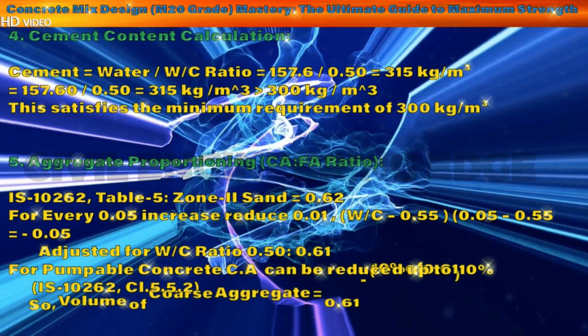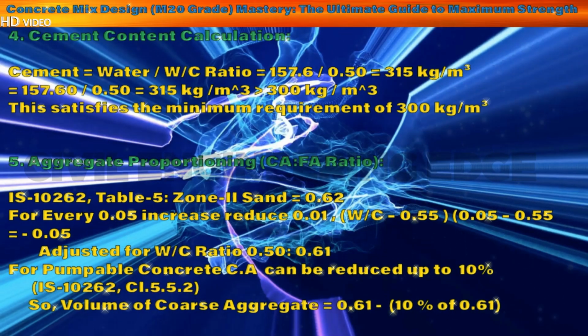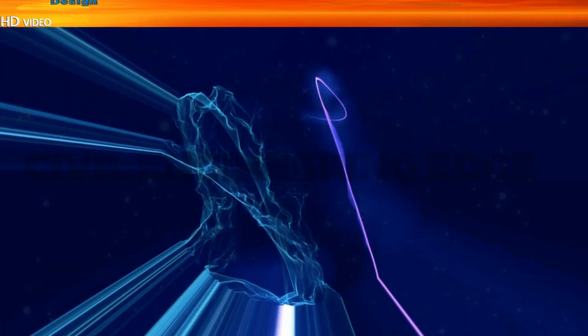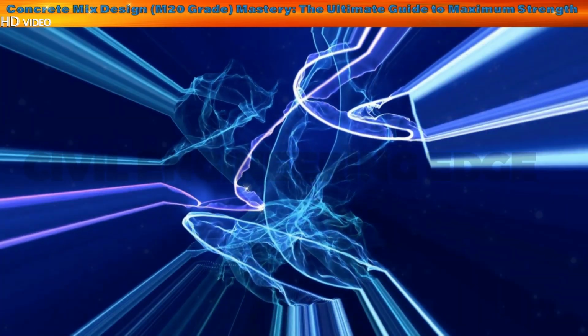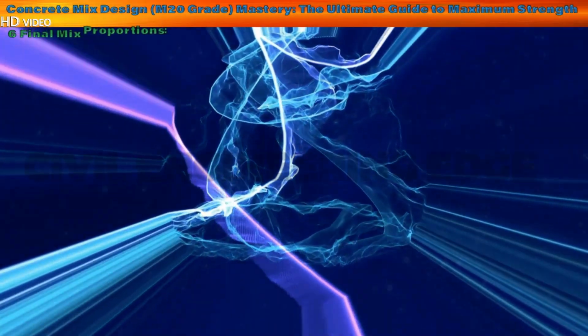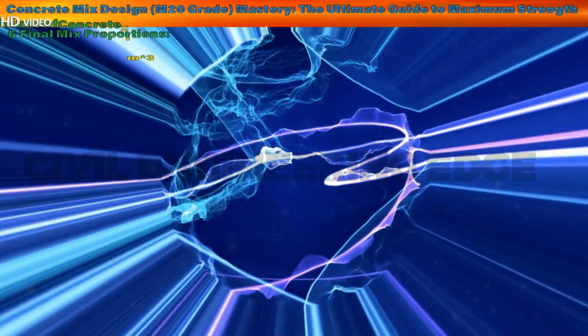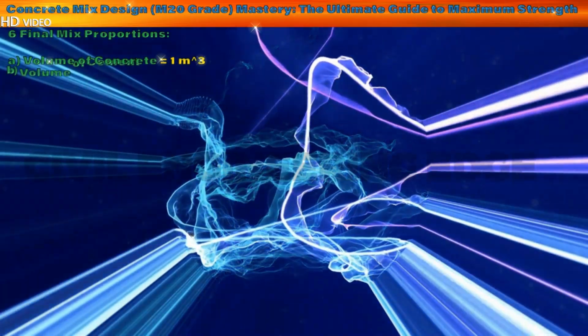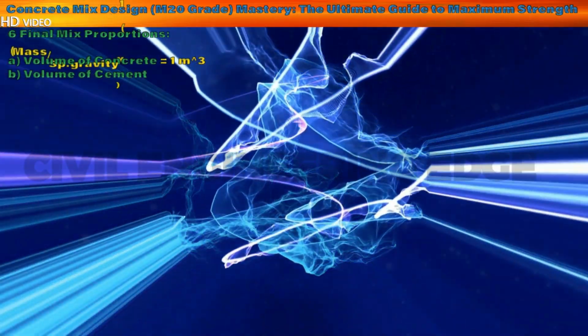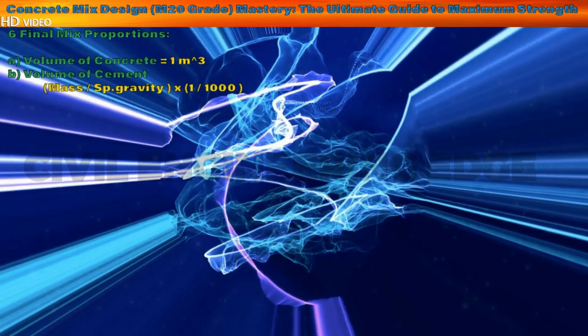6. Final mix proportions. A. Volume of concrete equals 1 cubic meter. B. Volume of cement, mass divided by specific gravity, into 1 divided by 1,000, equals 315 divided by 3.16 into 1 divided by 1,000, equals 0.099 cubic meter. C. Volume of water, mass divided by specific gravity, into 1 divided by 1,000, equals 157.60 divided by 1.0 into 1 divided by 1,000, equals 0.158 cubic meter.